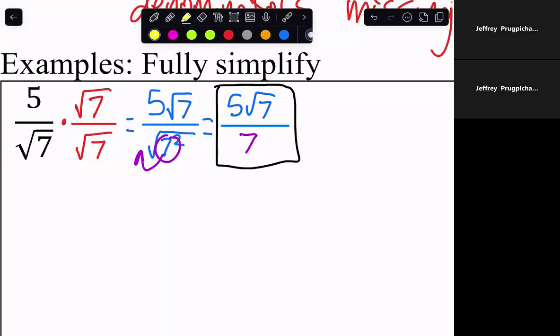Again, regarding the order, you want to think ahead to the goal. The goal is you want the radical to empty in the denominator. It's okay to leave radicals in the numerator, but not the denominator.